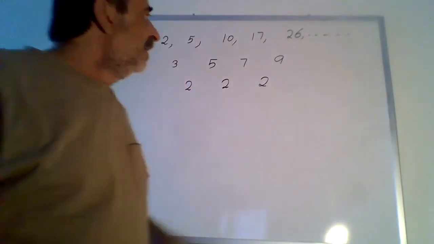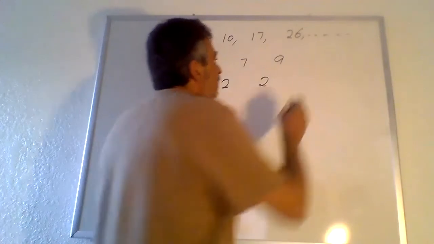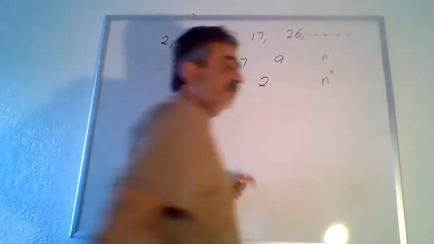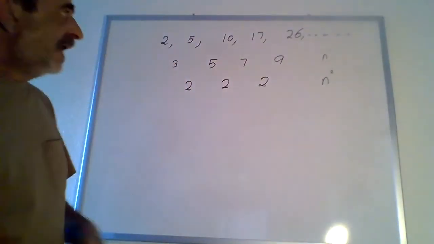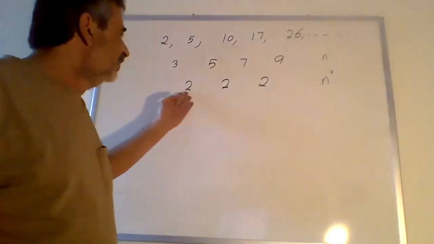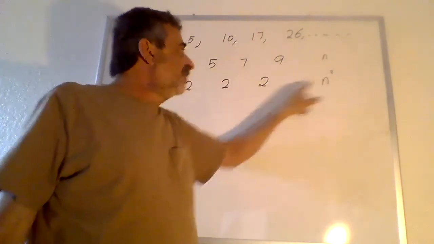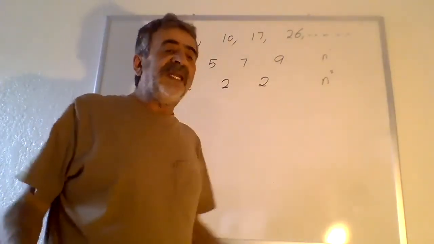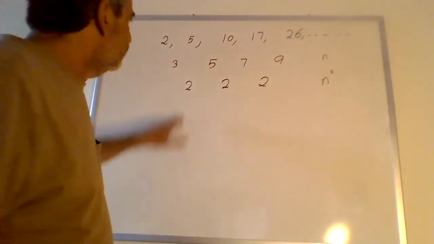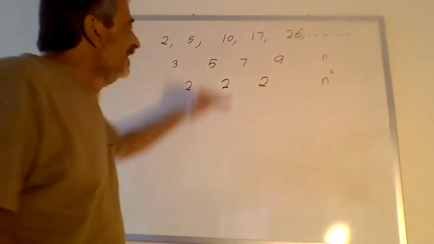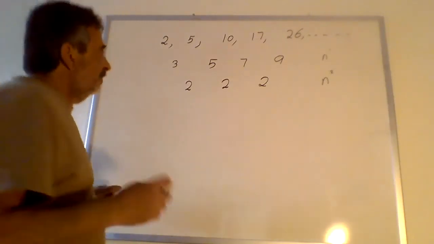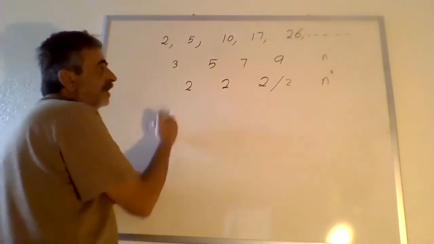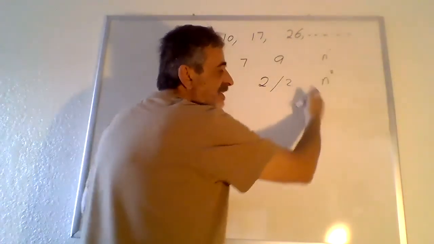That means the first subtraction corresponds to n to the first, and the second subtraction corresponds to n squared. Because the second subtraction was the same, this sequence has an n squared term. How many n squared to determine that? You take whatever number you got and divide it by 2. So 2 divided by 2 gives you 1. So that's going to be 1n squared.